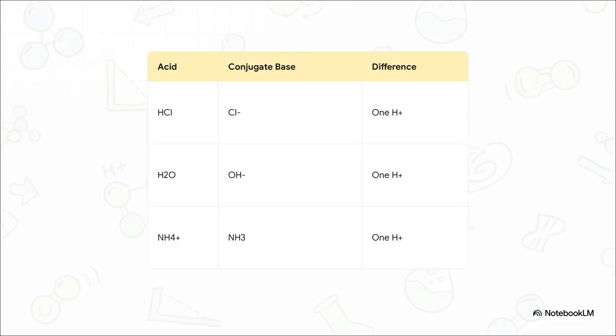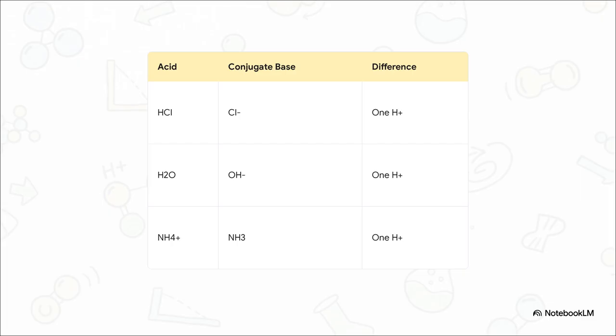All right, let's map out these structural relationships. This table does a great job of visualizing what we call conjugate acid-base pairs. Look at the rows we've got: HCl and Cl-, H2O and OH-, NH4+ and NH3. Now check out that difference column on the far right. Notice how every single pair differs by exactly one H+ proton? That right there is the visual signature of a conjugate pair.